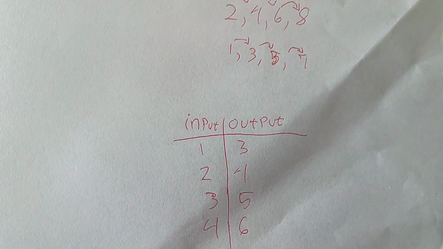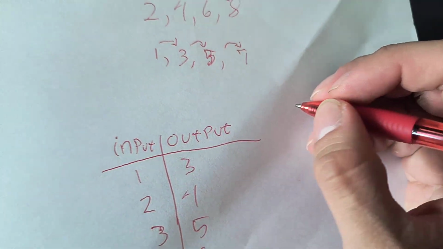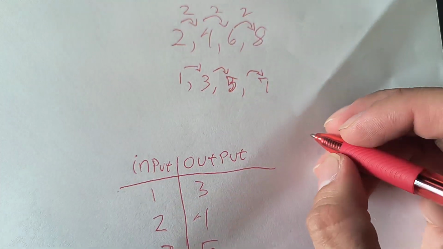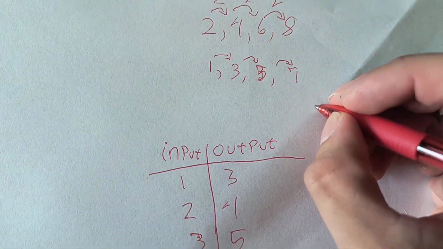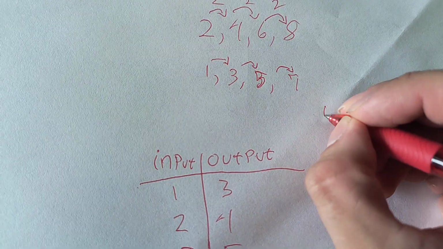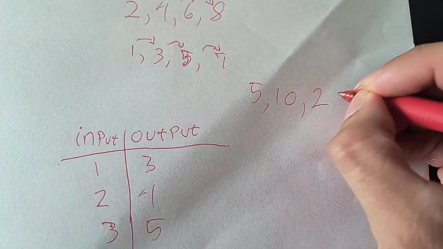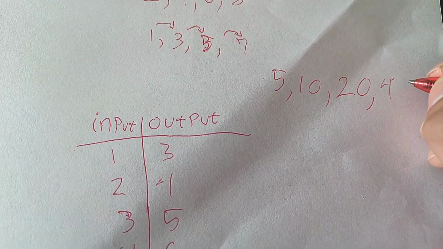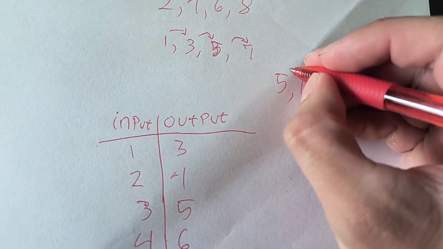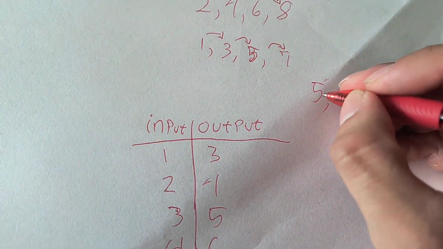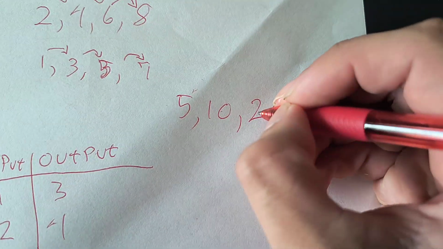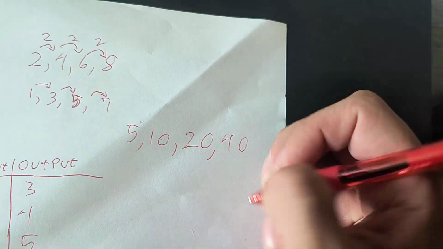We can do the same thing if, let's say, we had a rule of 2 times a number. Like, let's say we started with 5, then we went to 10, and then it went to 20, then it went to 40, right? This would be 2 times 5. 2 times 5 is 10. 2 times 10 is 20. 2 times 20 is 40.